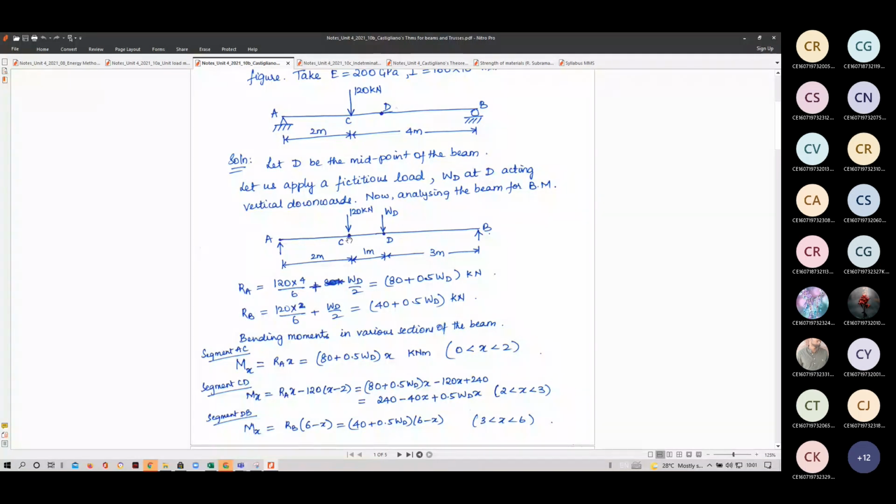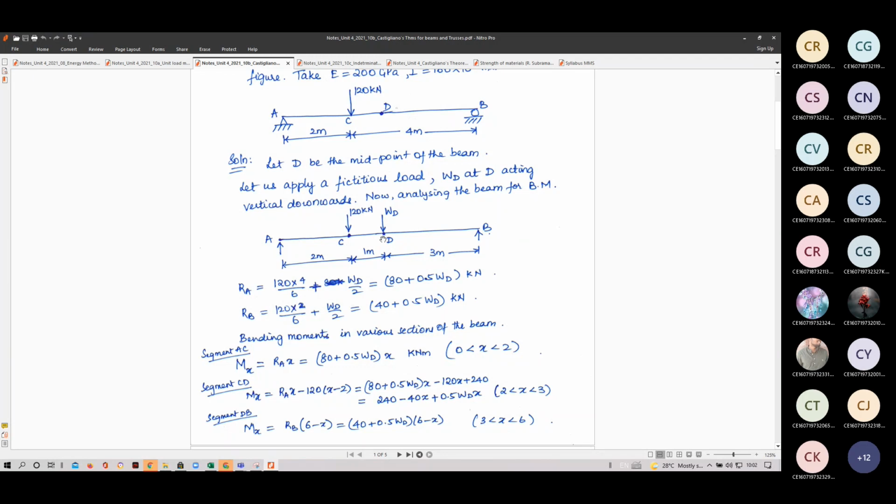Support reactions due to the 120 load will be W B by L. If you remember the formula, if load W is acting at a distance of A from the left hand and B from the right hand, and A plus B is L, then the reaction here is W B by L. So 120 into this longer span 4 by L, which is 6.